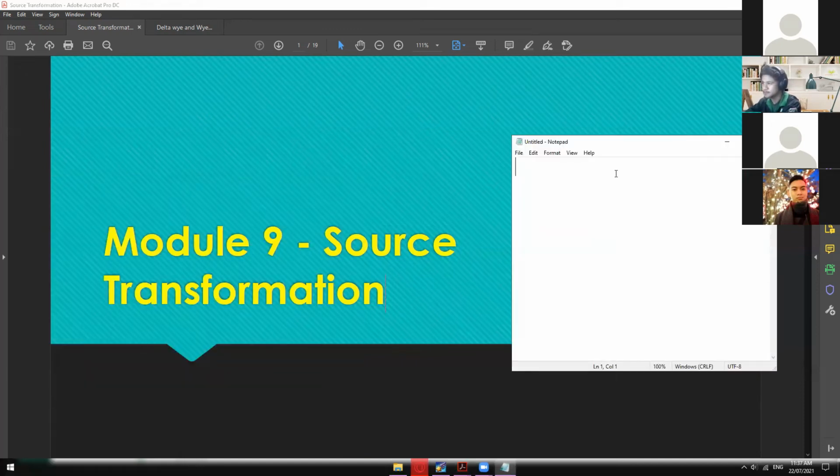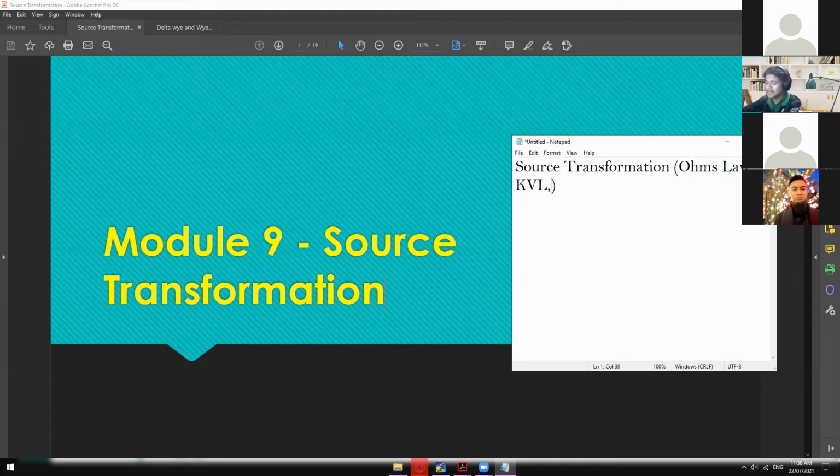Notepad. Okay, let's open the notepad. Because in source transformation, the theorem that we're going to use is Ohm's law only. Once you've mastered Ohm's law, then you'll be able to perfect source transformation without a problem. So this is optional. You can also use KVL, but we're going to use purely Ohm's law.